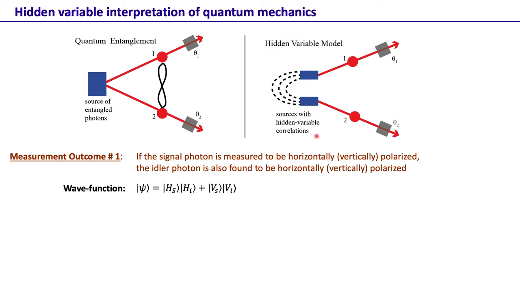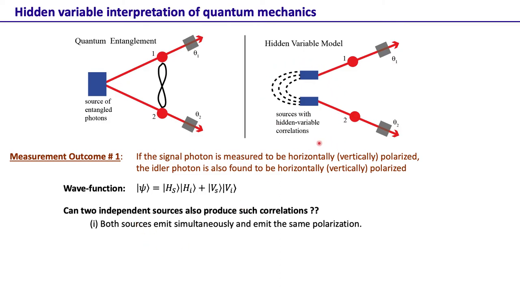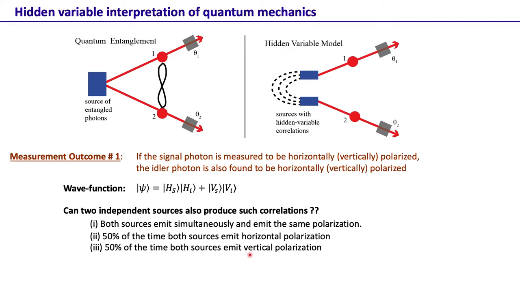Now, can the hidden variable model, which has two independent sources, also explain the result? Yes, it can. And in what way? Let's say you have two independent sources, and let's make a few rules as far as how these sources can emit photons. The first rule is both sources emit simultaneously and emit the same polarization. Then 50% of the time both sources emit horizontal polarization, and 50% of the time both sources emit vertical polarization. So with these three rules, we are able to explain this measurement outcome. We do not need the wave function description to explain it.